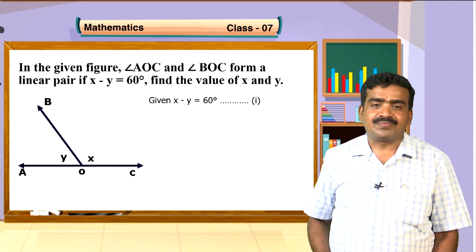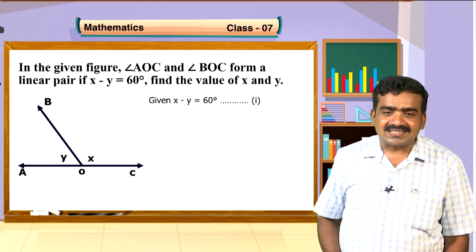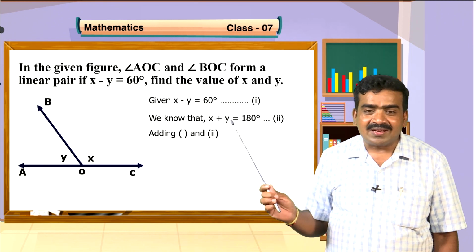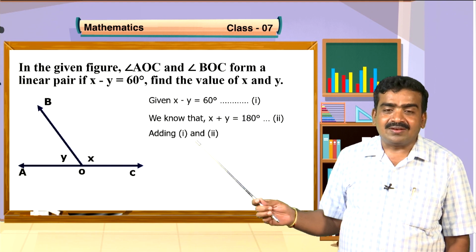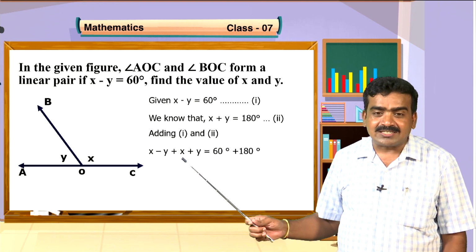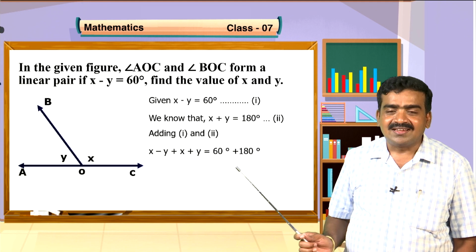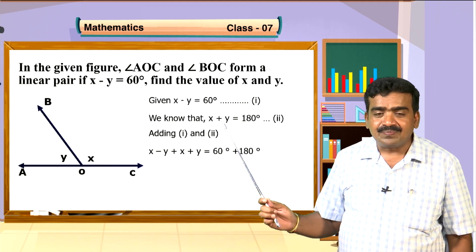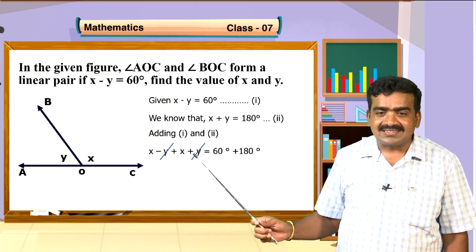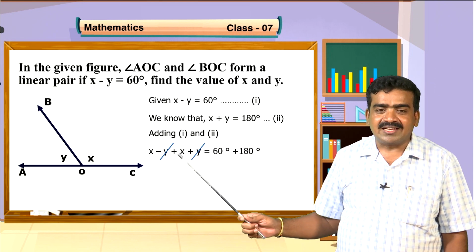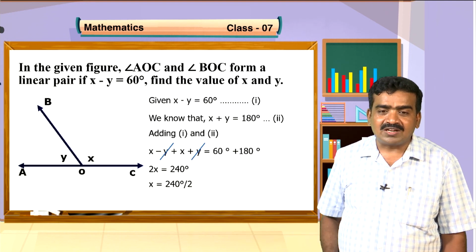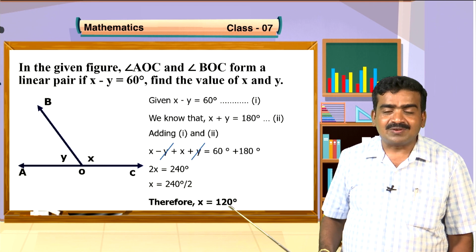See the procedure. The given is x minus y is 60 degrees. As we all know, the sum of these two angles will be 180 degrees because they are a linear pair. Then if you add 1 and 2, what will you get? x minus y plus x plus y is equal to 60 plus 180 degrees. If you add equations 1 and 2, we will get this. Then in this case, minus y and plus y cancel each other. Then x plus x is 2x, 2x is equal to 240, therefore x is equal to 240 by 2, therefore the value of x is 120 degrees.